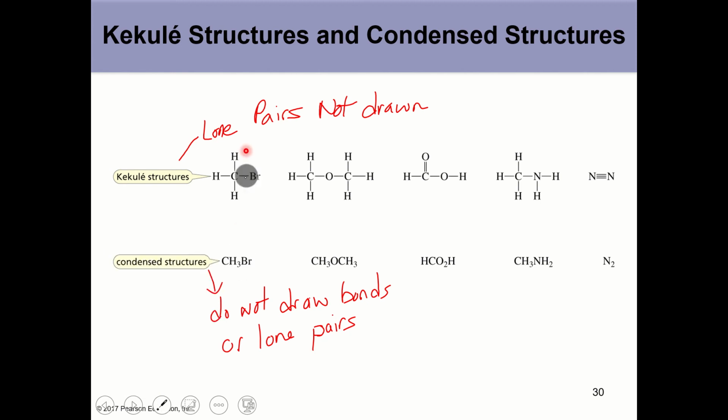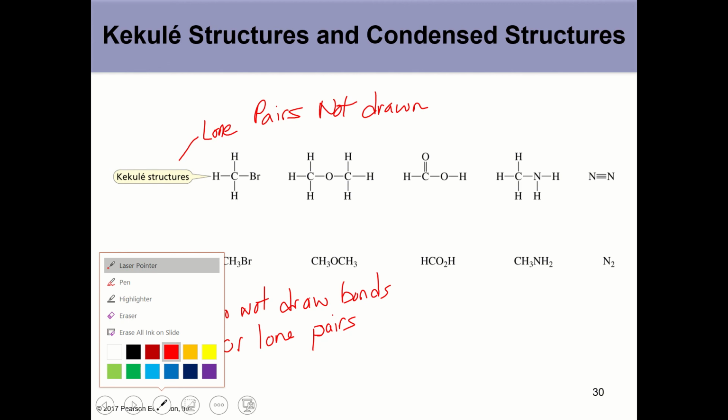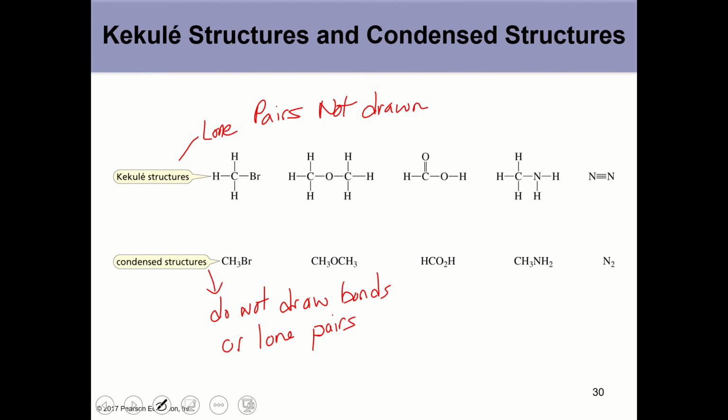We can compare the two. Look at the Kekulé structure of the first molecule, carbon bonded to bromine and 3 hydrogens. The order in which the atoms are written indicates how the condensed structure will be written. Carbon is bonded to 3 hydrogens, CH3, and then bonded to 1 heteroatom, bromine. That's an interesting word, heteroatom. It's a name that is going to come up very often in this class.